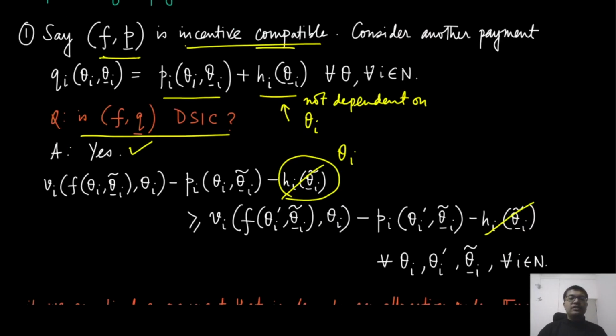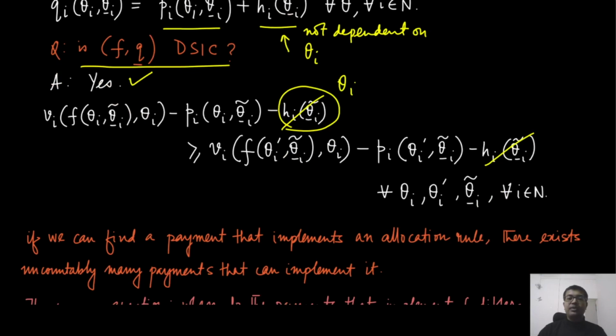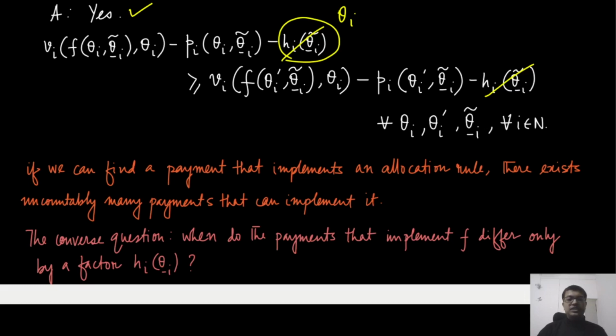So the conclusion is that if we can find a payment which implements an allocation rule, then we will immediately get a very large set of payments, actually uncountably many payments, which can also implement that allocation rule. The harder question is actually the converse question. So when can we actually have the payments that implement f differ only by a factor of h_i of theta minus I? And this is a question that we will address sometime later. So at this point, I am just keeping you interested in the converse question.